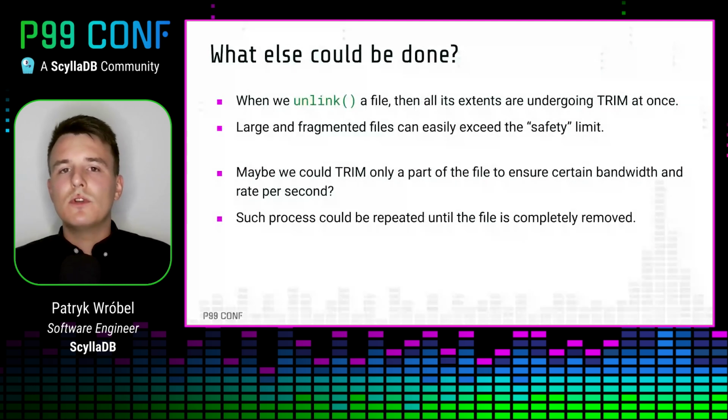Well, one important note is that the unlink operation, when the file is removed, causes all extents of the file to undergo trim operation at once. Like XFS issues trim requests for all extents of a file. So we do not have much control over the way the trim requests are issued. So maybe instead of removing the whole file, we could discard the file block by block, in a step-by-step way, and this way control the bandwidth of discarding the file.